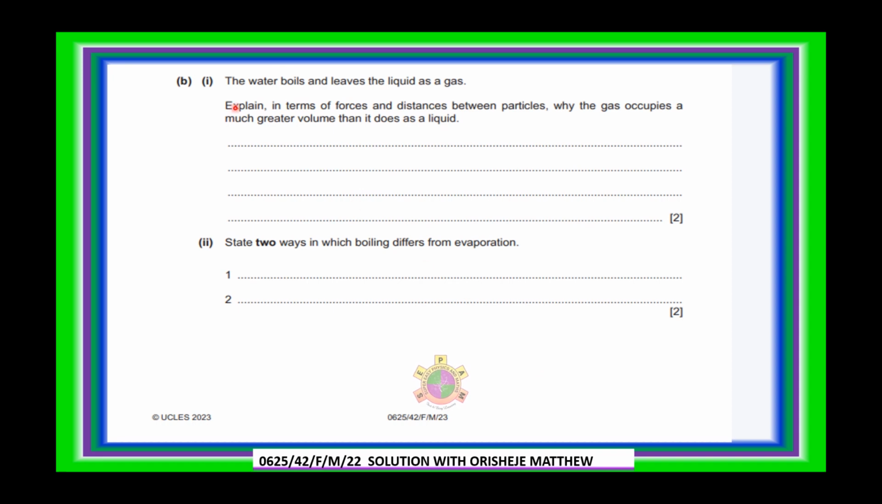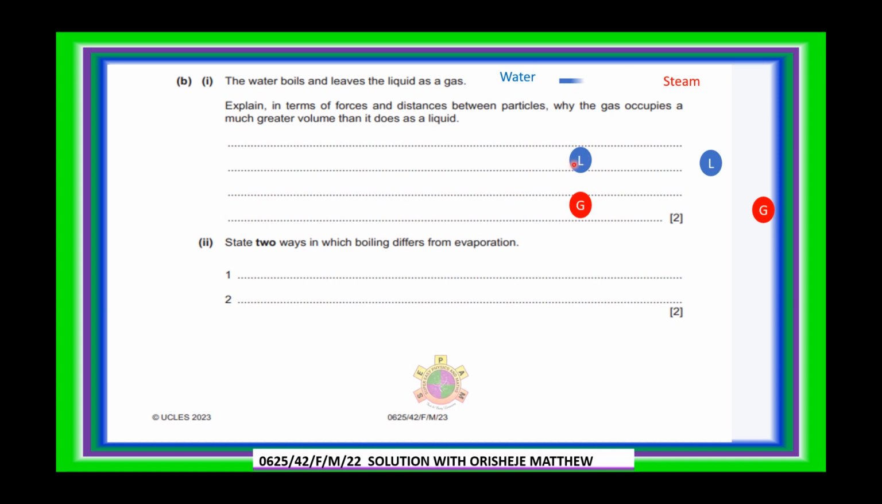As a gas, explain in terms of forces and distance between particles why the gas occupies a much greater volume than it does in a liquid. If you look at this, water changes to steam. That process, which happens because of boiling, is called vaporization, and it takes place at the boiling point at a constant temperature. Explain vaporization in terms of forces. The first thing we are going to look at is the distance between the particles of water and the particles of gas.